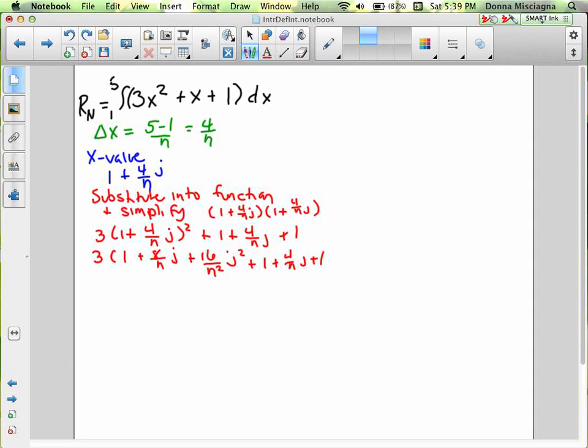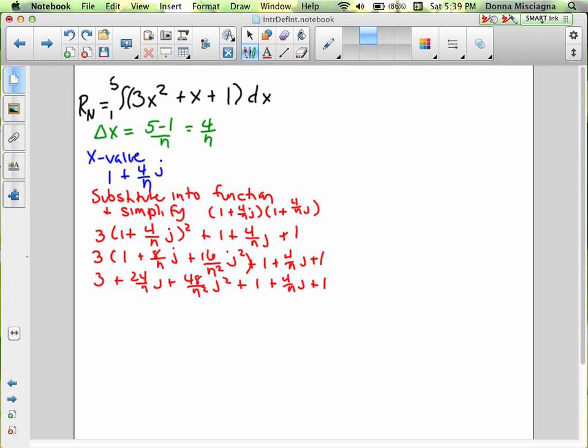And then don't forget, we had to distribute the 3 to the 1 plus 4 over nj. So let's make sure we put the end parentheses there. Before we go combining any terms, let's distribute the 3. So we have 3 plus 24 over nj plus 48 over n squared j squared. Now I can drop the parentheses. Plus 1 plus 4 over nj plus 1.